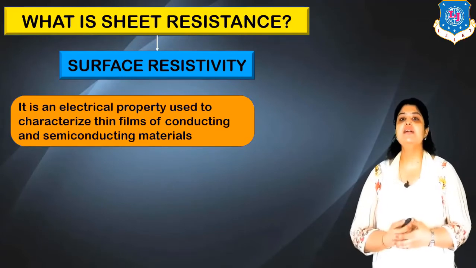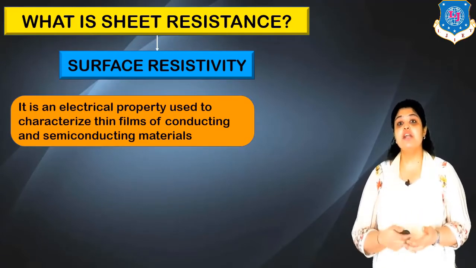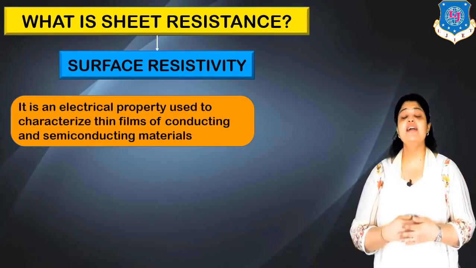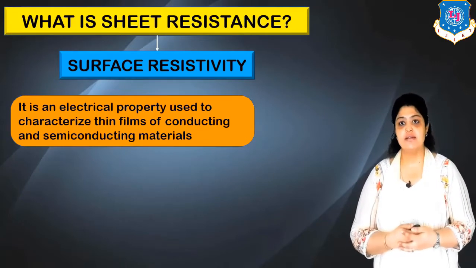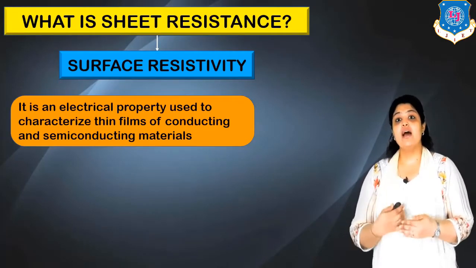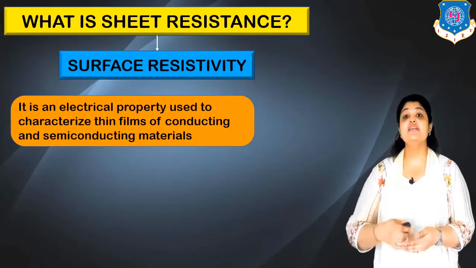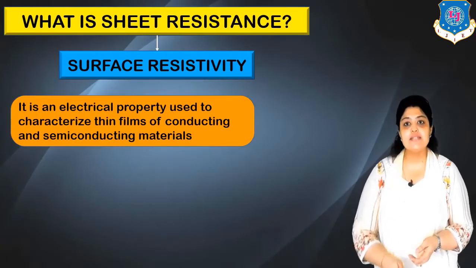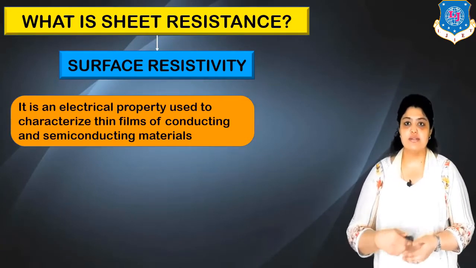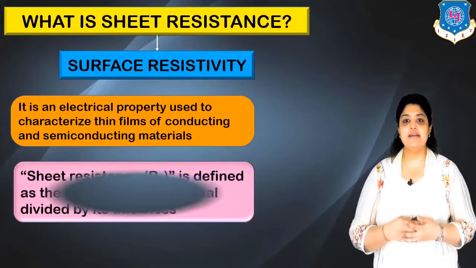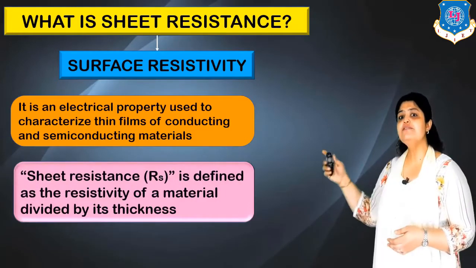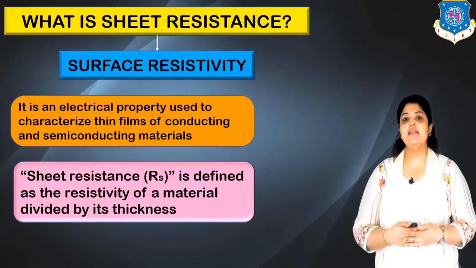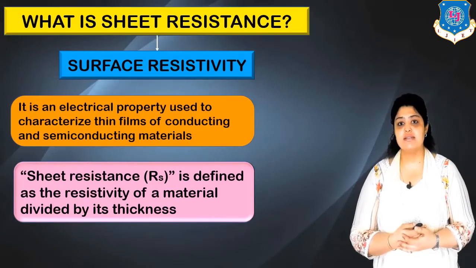Why do we use the word thin films? Because this particular property is very important while we are designing any electronic device. If we are designing any electronic device, we should design it in such a way that it has the least resistance to avoid the losses. How do we define the word sheet resistance? It is defined as resistivity of a material divided by its thickness.